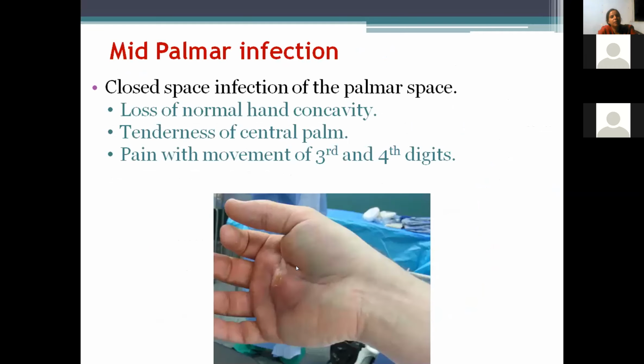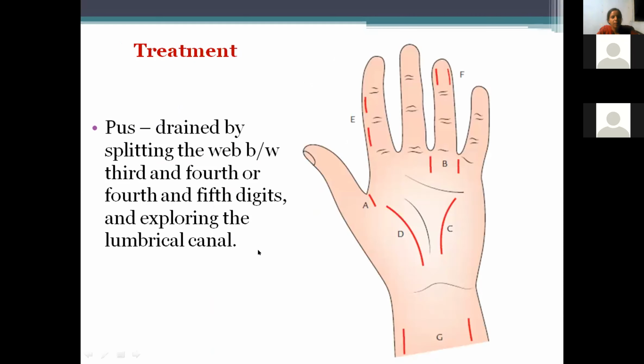Then what is the significance of these spaces? These spaces are important because there may be infection. These empty spaces become potential areas for infection. If any bacteria enter, it will cause the formation of pus and a painful condition. So the normal concavity of our palm will be lost and there will be tenderness in the central area of the palm. There may be pain along with the movements of the third and fourth digits if it is an infection of the mid palmar space. Okay, now treatment.